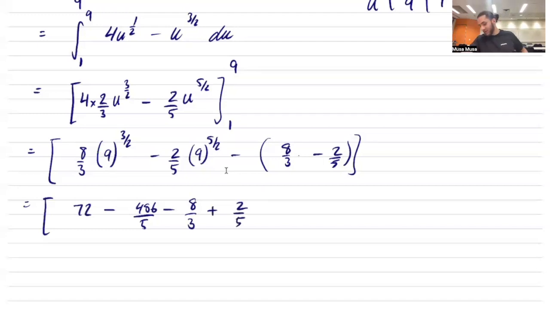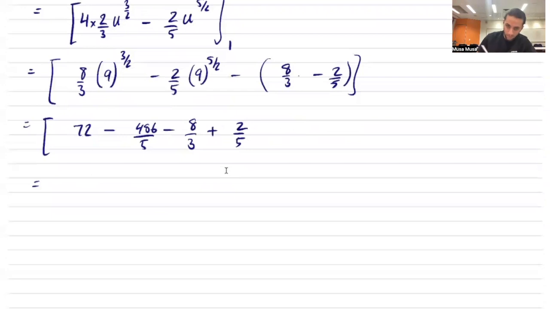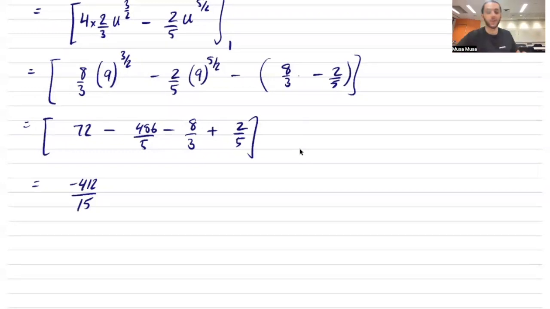Okay, I should probably use a calculator for this. There we go. I guess we get this number. We get minus 412 on 15. And that should be correct. I feel like I could have done that in my head. It is what it is.